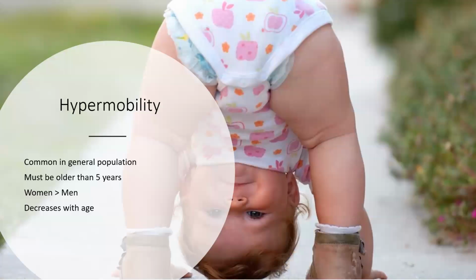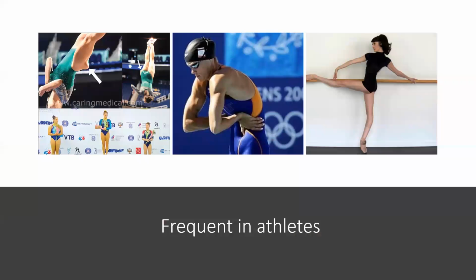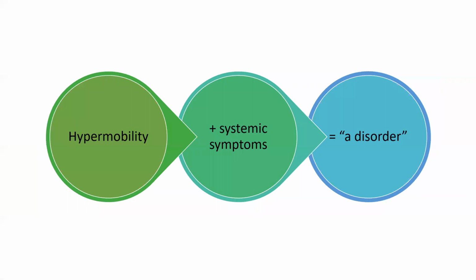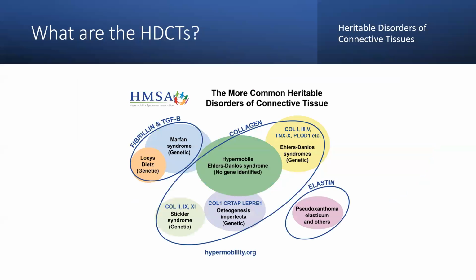So a few words on hypermobility. It's very common or relatively common in the general population. In order to say someone is hypermobile, the patient must be older than 5 years, and one mustn't make the mistake of misdiagnosing a hypotonic child with hypermobility. It's more common in women than men, and mobility decreases with age. It is frequently seen in athletes and may give a competitive advantage. However, if a patient is hypermobile and has systemic symptoms, then we can call it a disorder.